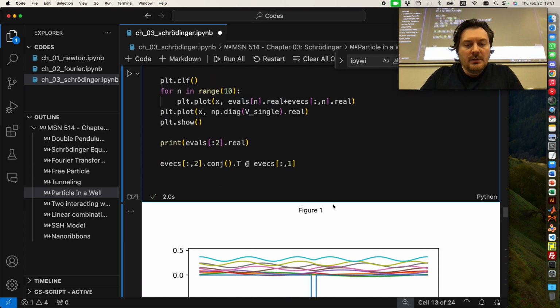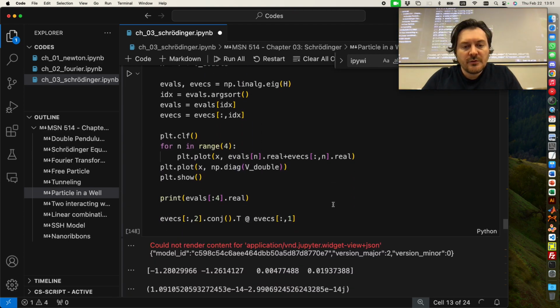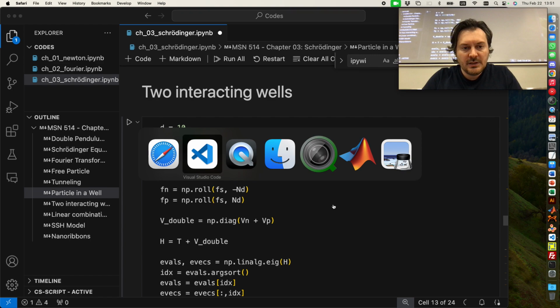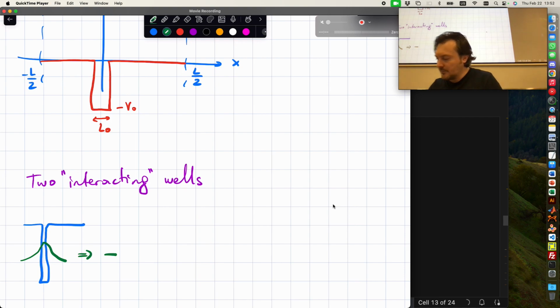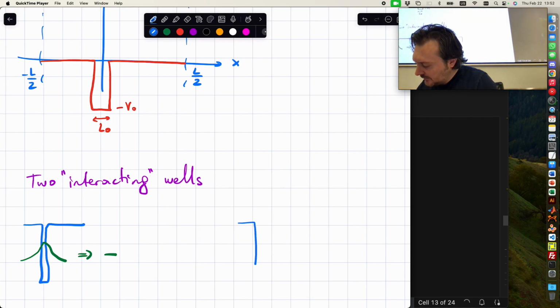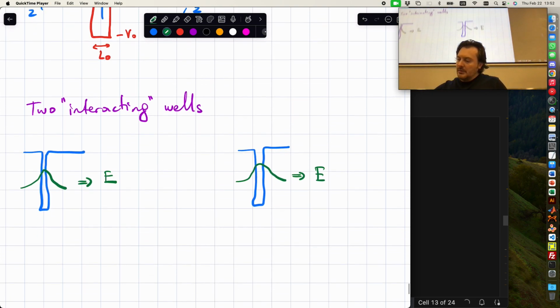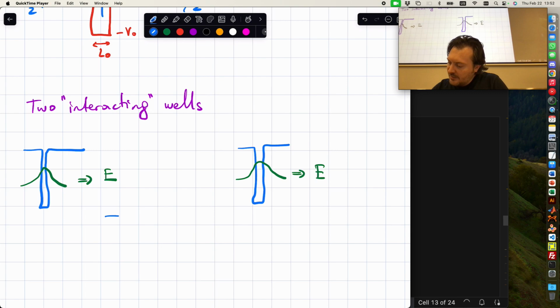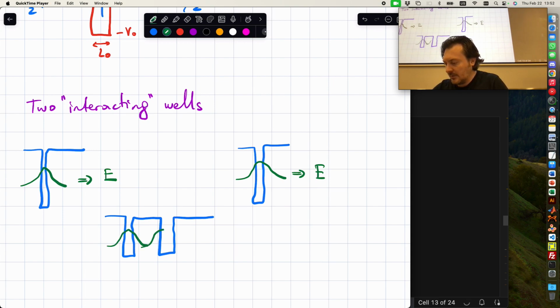Now, what I want you to think about now is what happens if you put two wells together. So I have these two wells that are identical, and an electron living in this well has this much energy. An electron in this well has this much energy. That's the level. What happens if you bring those two hydrogen atoms close by? How will this electron interact with the other electron?